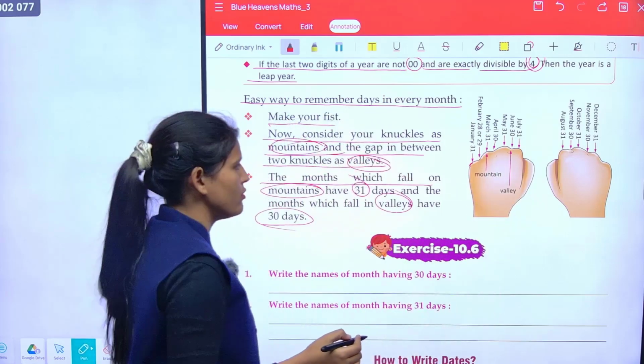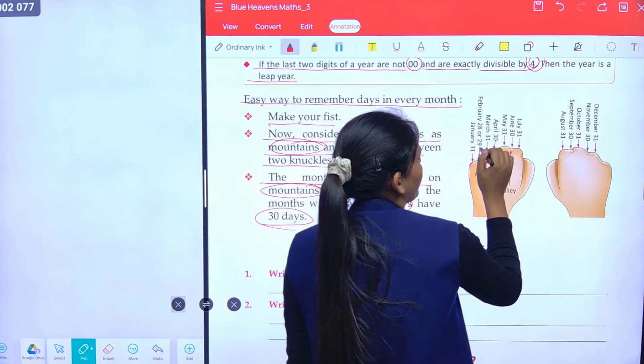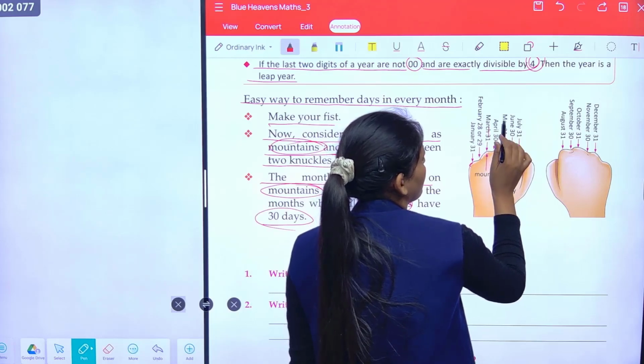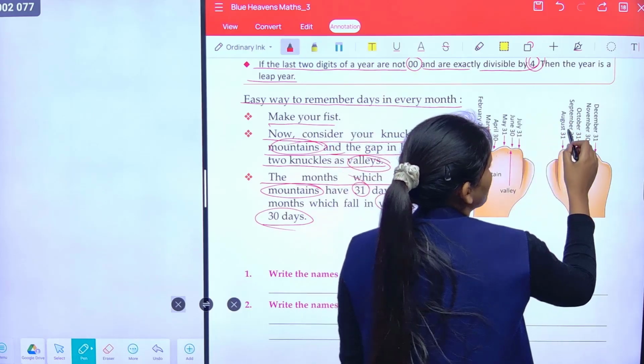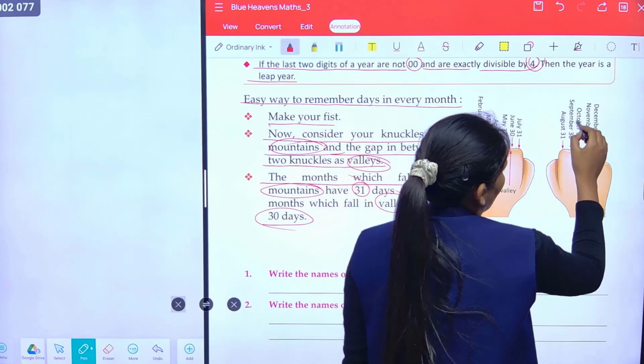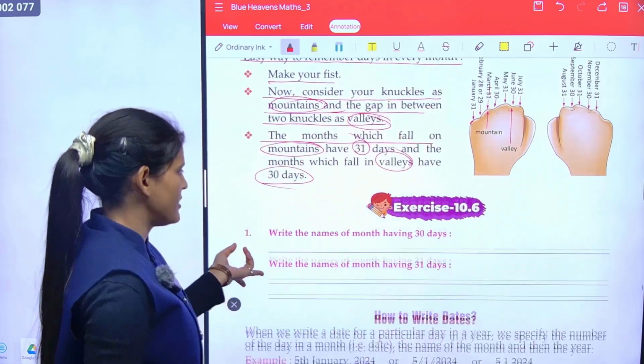And the poem also you can say. January has 31, February 28 or 29, March 31, April 30, May 31, June 30, July 31, August 31, September 30, October 31, November 30, and December also 31 days.